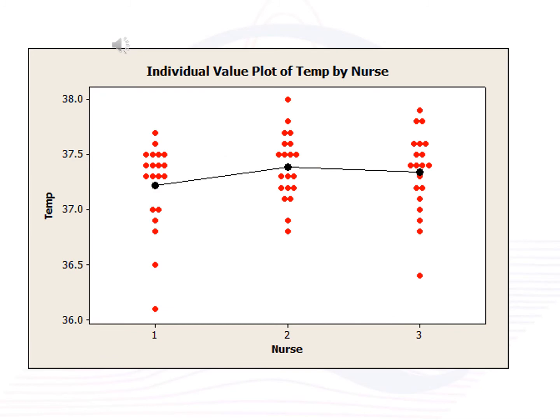Here are the plots of the individual values of temperature by nurse. The red dots represent the individual values and the black dots represent the means. You can see that the mean for nurse 2 is somewhat higher than the other two. This could be because both nurse 1 and 3 measured a value lower than 36.5 degrees.